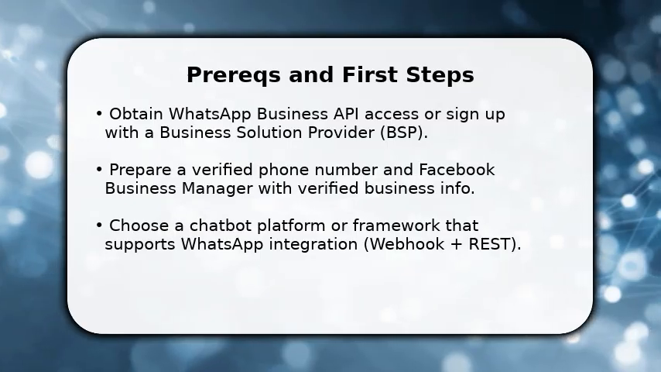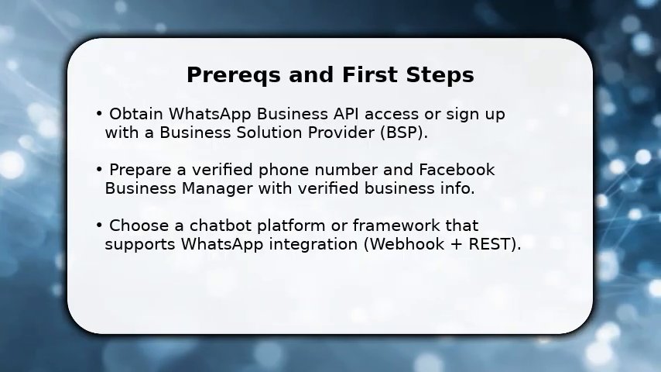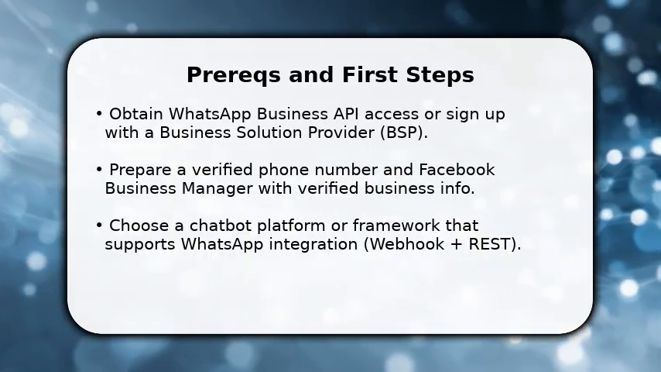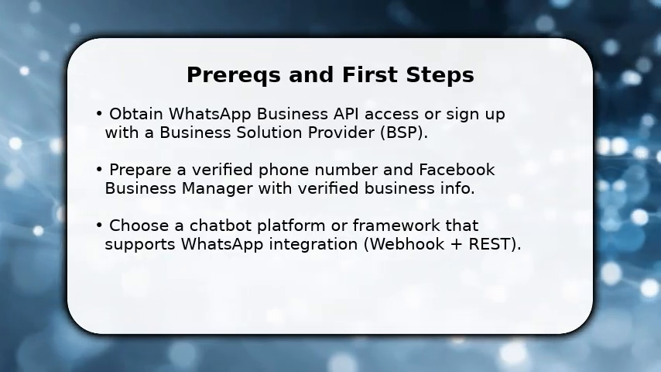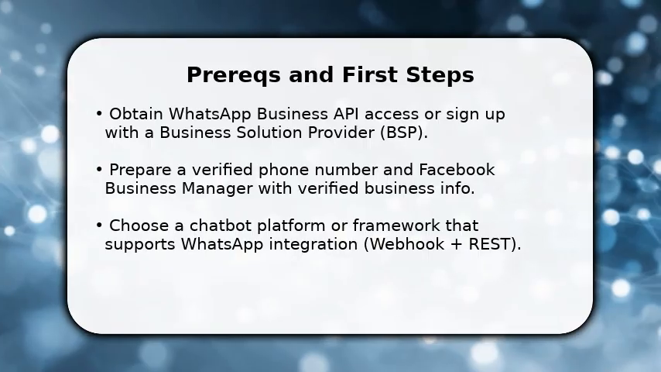You start by getting WhatsApp Business API access or onboarding through a BSP. This gives you API credentials. Once done, verify a phone number in Facebook Business Manager and confirm your display name.